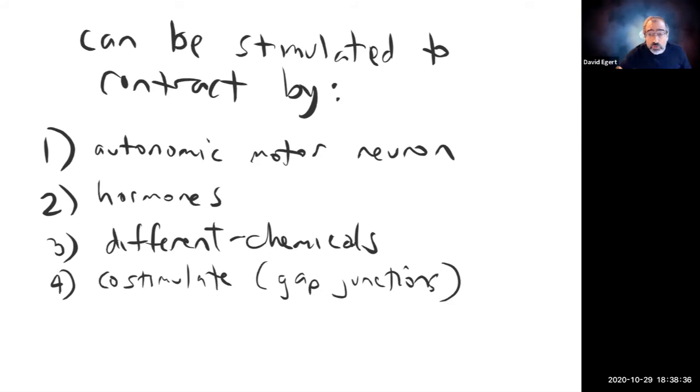There are a few exceptions we'll talk about, like the muscles that control your eyes, for instance, which are multi-unit smooth muscle. But for the most part, a lot of it is single unit, where all the cells either contract together or they don't.